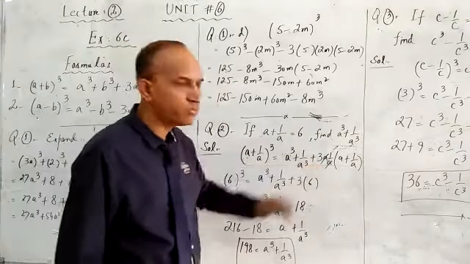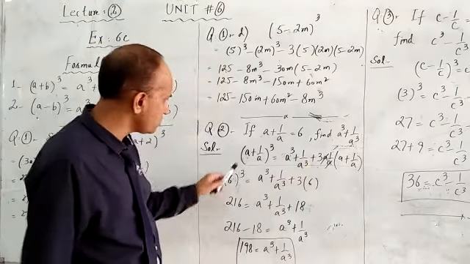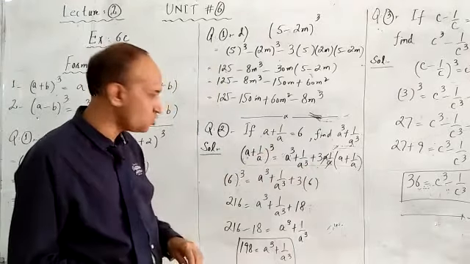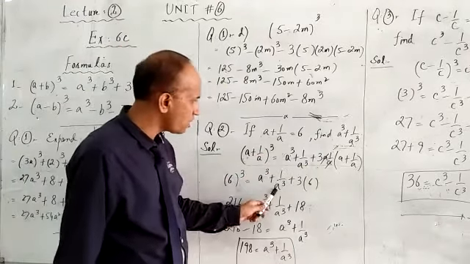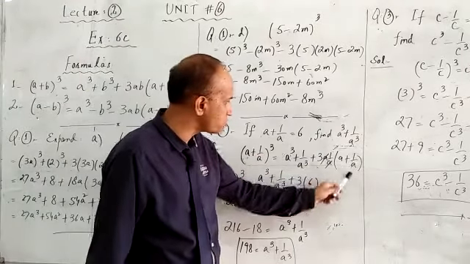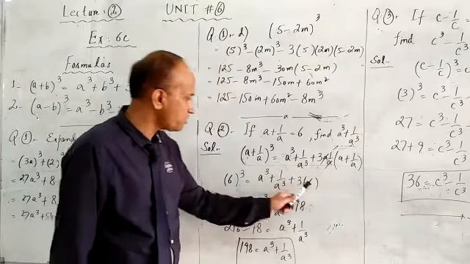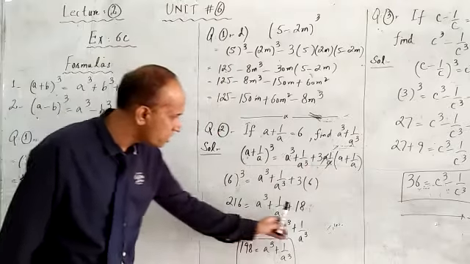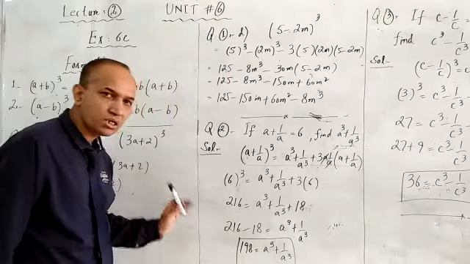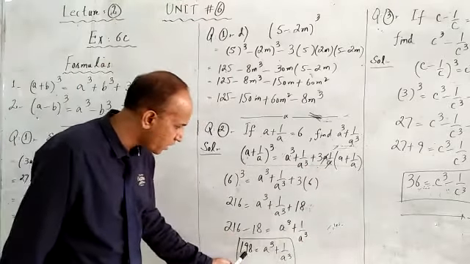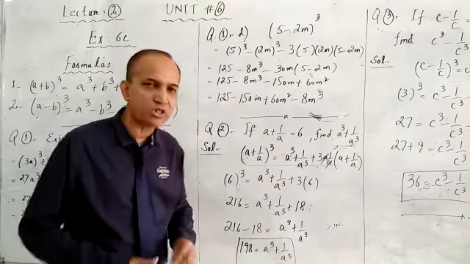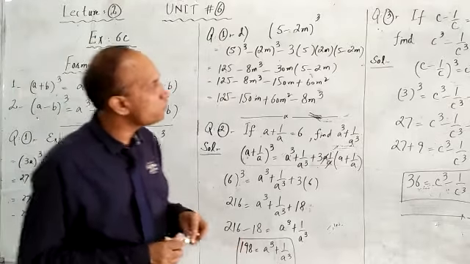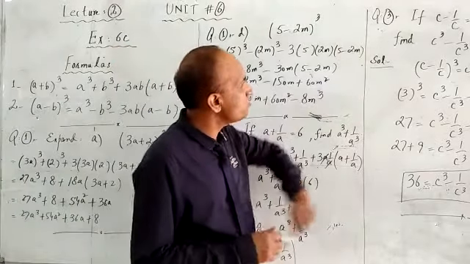A is cancelled with a, and we are left with the value of a plus 1 over a, which is 6. So it is 6 cube, which is equal to a cube plus 1 over a cube plus 3 into (a plus 1 over a), which is again 6. Now 6 into 3 is 18, and 6 power 3 is 216. We shift this 18 to the right hand side and we get 198 is equal to a cube plus 1 over a cube.